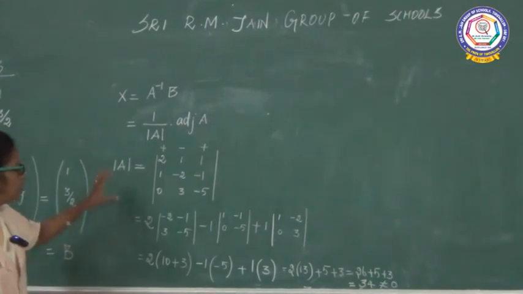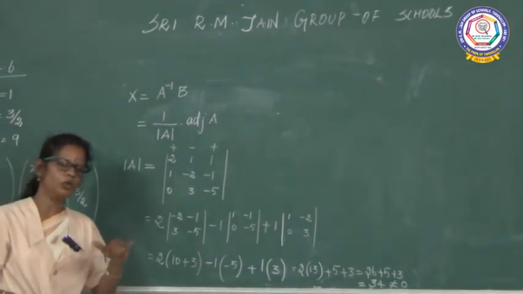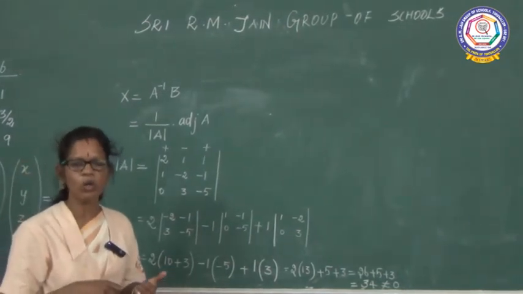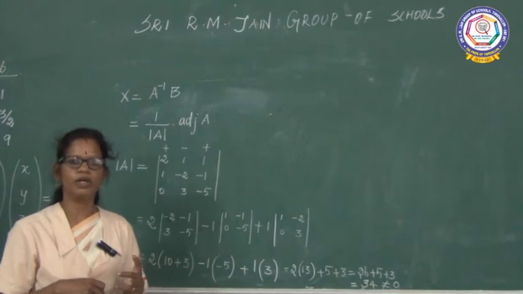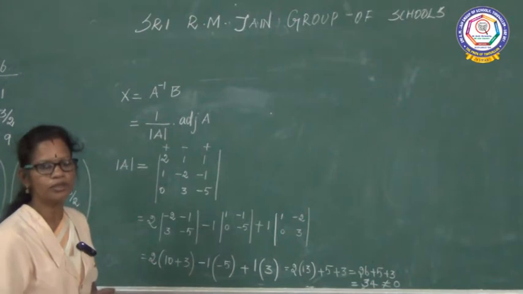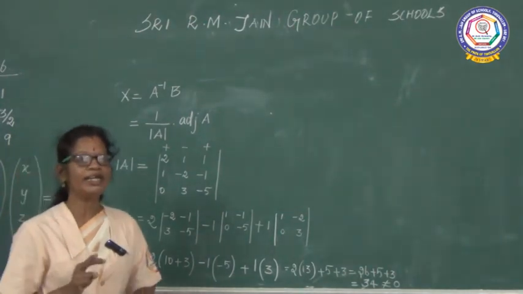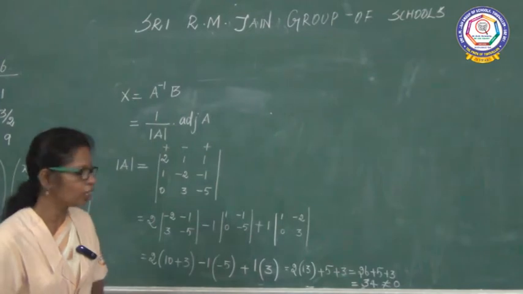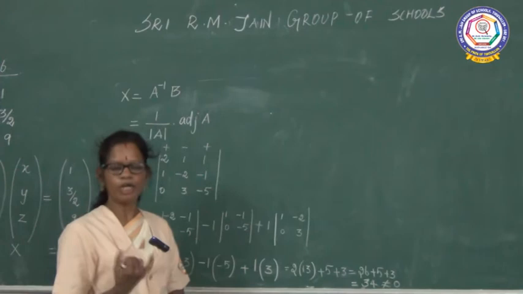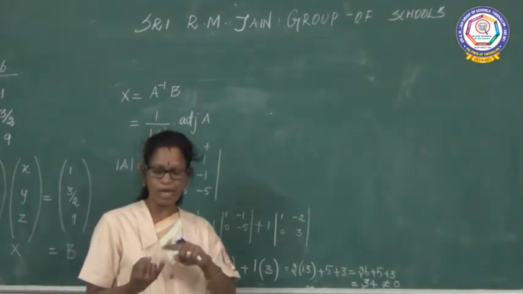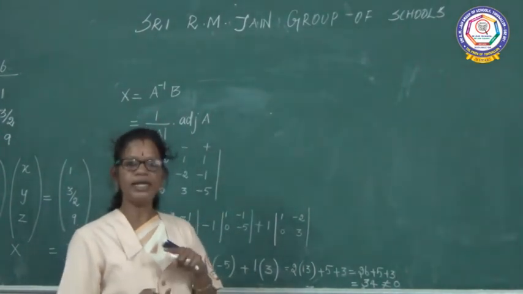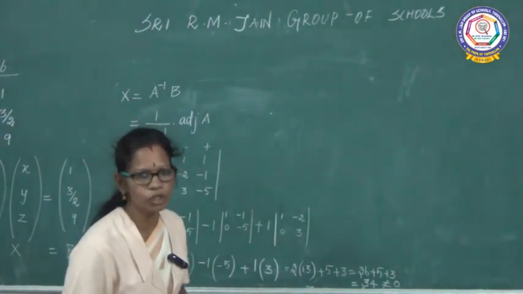I told you, the determinant is not equal to 0, so you can say A inverse exists and the matrix is non-singular. You can find a solution. The system has a unique solution and it is consistent. When can you say this? If the determinant is not equal to 0. Determinant not equal to 0 means A inverse exists. You can conclude the matrix is non-singular, then it is consistent and has a unique solution.